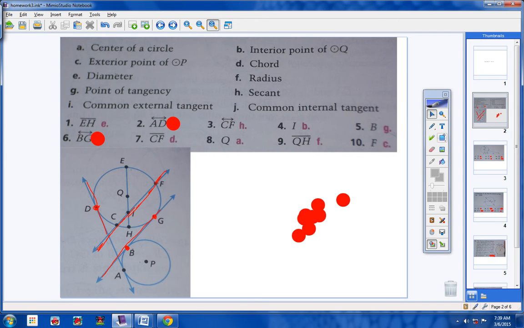Alright. Common external tangent. Now I want to be very, very slow on this. I don't want you to miss this. I'm going to draw an imaginary line from the center of one circle to the center of another circle. Got it?